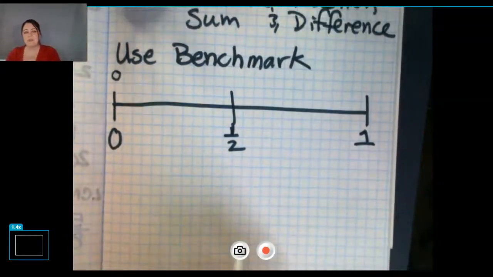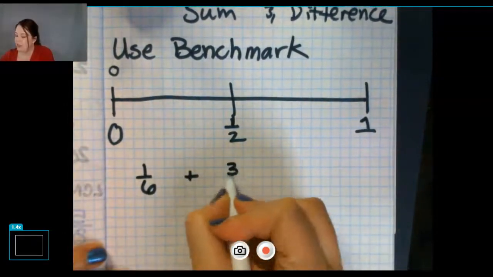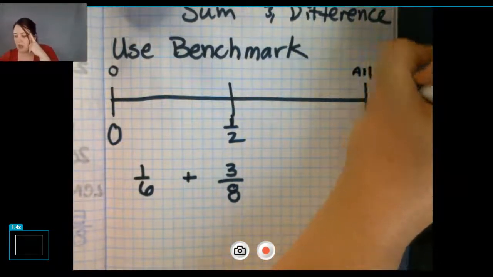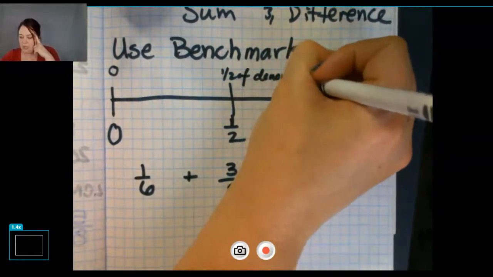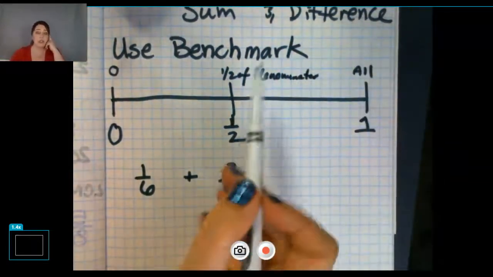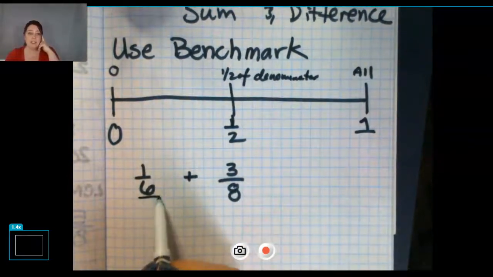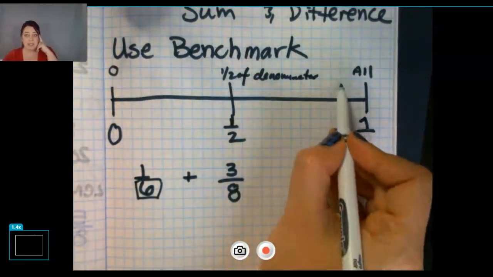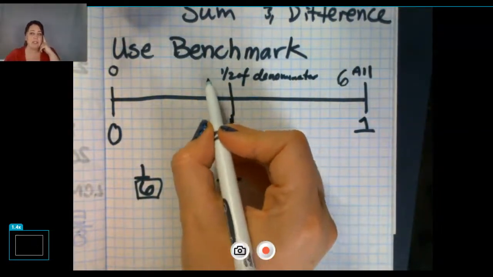So if we were given the problem 1/6 plus 3/8, I need to think to myself, all, half of, none of the denominator. Okay, so this is nothing. This is all of it. So if I look at my denominator, this would be 0, this would be 6, and this would be half of the denominator. So 6 divided by 2 is 3.